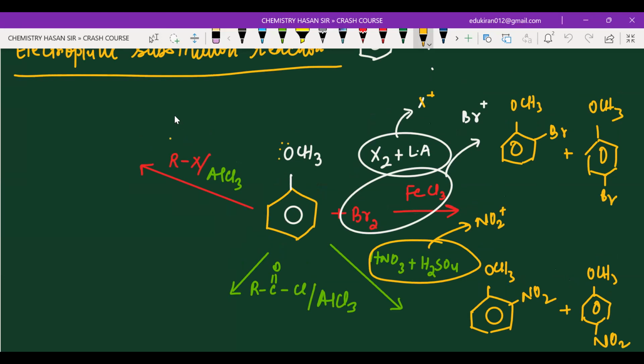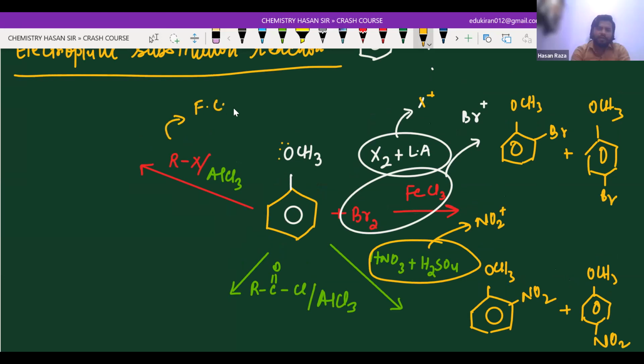Okay. So this is your Friedel-Crafts alkylation. As you can see, RX alkyl halide in the presence of anhydrous AlCl3. So there will be a positive charge. So R will be added at ortho, and R will be added at para.